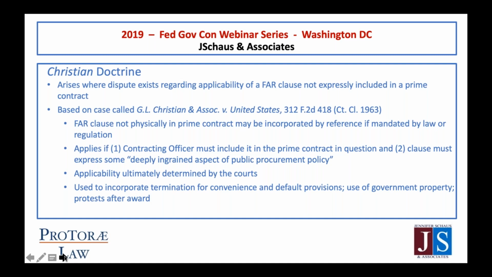The conventional wisdom is that it would apply to, again, those socioeconomic provisions that we've discussed, the affirmative action, equal employment opportunity, because those are required by statute through other agencies as well, or even by state law for that matter. So I think it's good for contractors to assume that those types of obligations are going to apply to them, notwithstanding the fact that they may be omitted from a prime contract. Next slide.